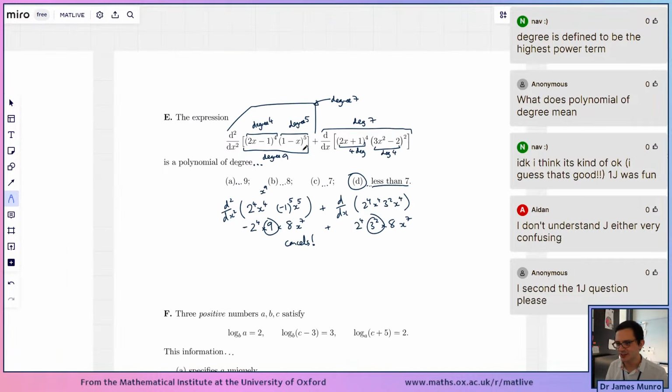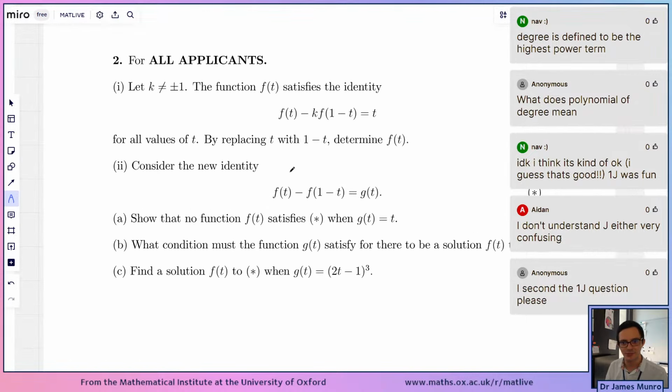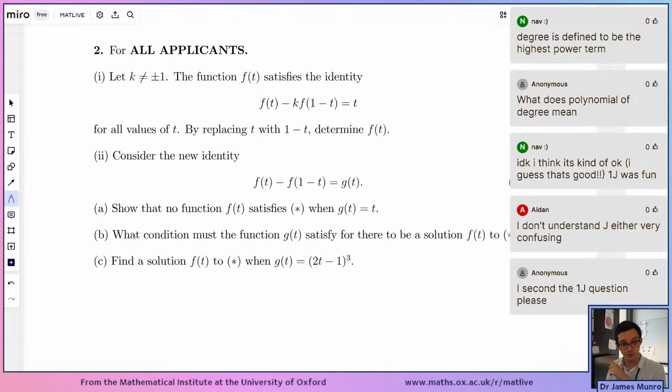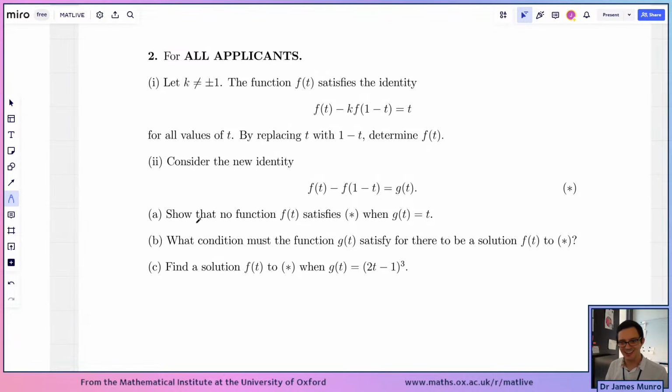It does feel a tiny bit like a trick question. Let's have a look at 2. I've seen this question before, I think. Cool. I'm going to turn chat off so that I've got more screen space, but I am still looking at chat. A little bit multitasking, right?